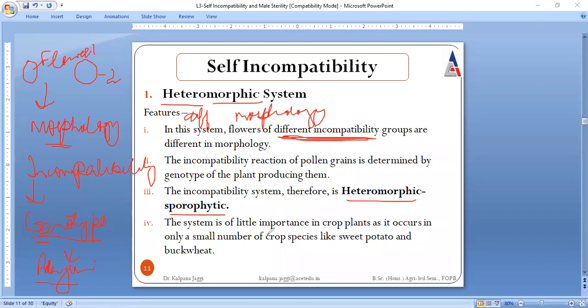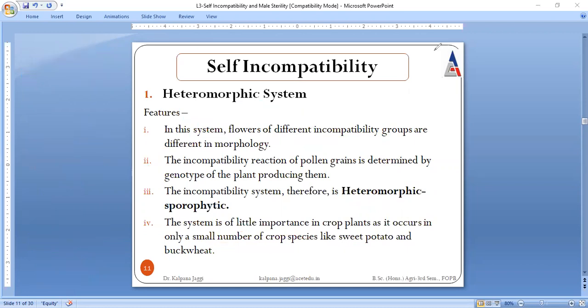So this system is of little importance as it occurs in only a small number of crop species, as in sweet potato and buckwheat. So in the heteromorphic system, as the name itself indicates, we are looking at the incompatibility, and the different incompatibility also results in different morphology. I will explain it better with the help of an example.